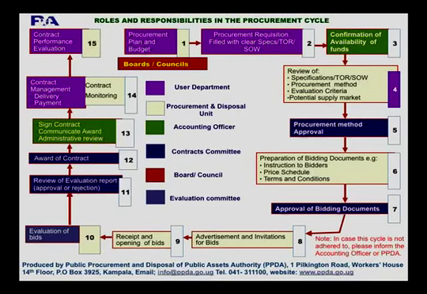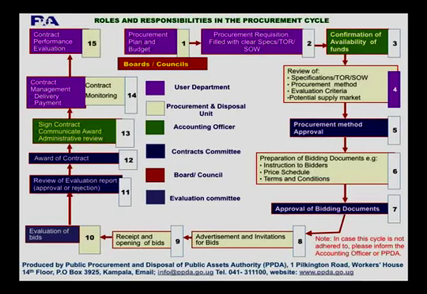As you can see, it's a very big chart, but for today, we are going to limit ourselves to the user department. It may take us the whole day to try to go through this chart here, but I've chosen that we do only the user department aspect. So whatever discussion we are going to have today is backed by the law.